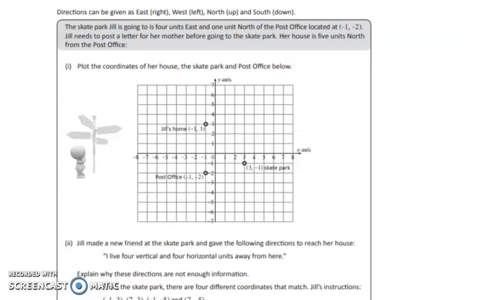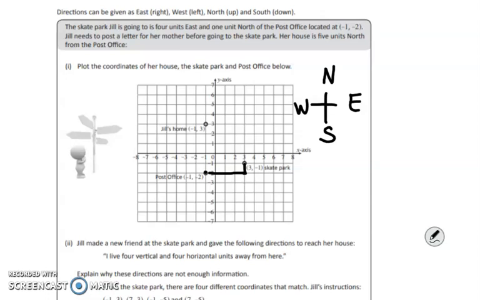So the skate park that Jill is going to is 4 units east and 1 unit north of the post office, located at -1, -2. So here's the post office, and the skate park that Jill is going to is going east. It's using directions, which are at the top of your page. I haven't put it here on the board, but it is at the top of your page. So we know that we're going 4 units east and 1 unit north. And it takes us to the skate park.